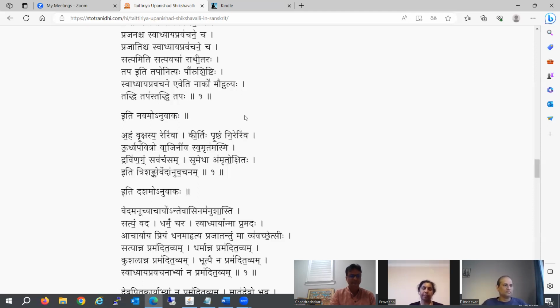Aham Vrikshasya Reriva, Kirti Prishtam Girireva. Prishtam. You can say Prishtam is also optionally okay, like Sahanavatu, Sahaviryam. Kirti Prishtam Girireva. Kirtihi followed by Prishtam Girireva.